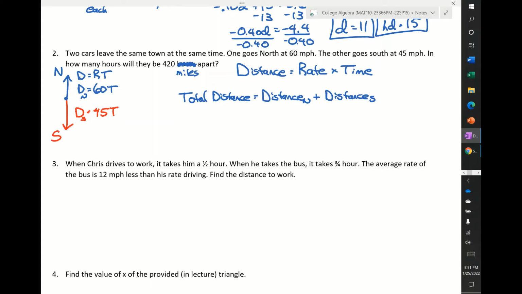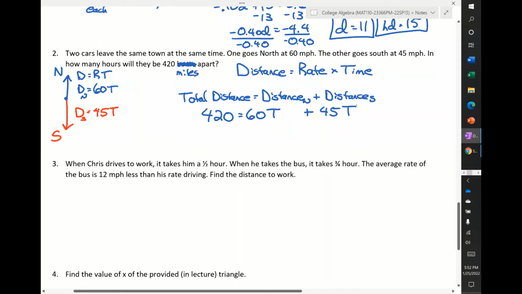What do we want the total distance to be? 420, right? And that would equal the distance from the first person, 60 times time, plus the distance from the second person, 45 times time, where time is in hours. So if you take the distance from the first person plus the distance from the second person, that should be 420.